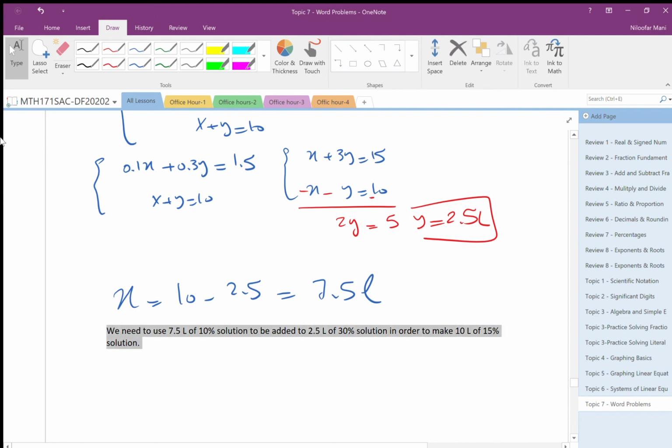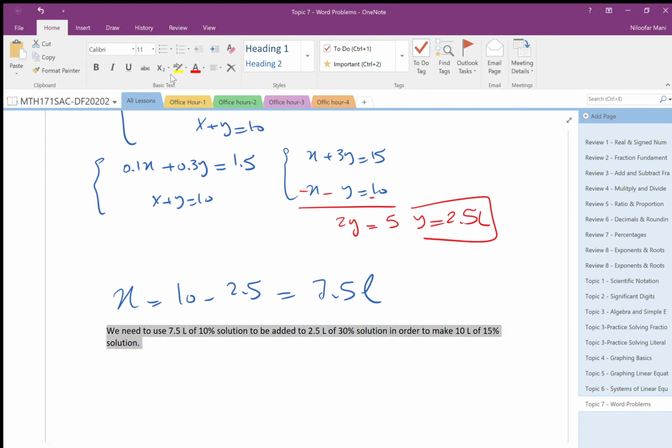This is a very common question. You see it many times, this type. You have one percentage, you have a second percentage, you want something in the middle, you don't have it, but you know how much you want, and you want to know how much from each.